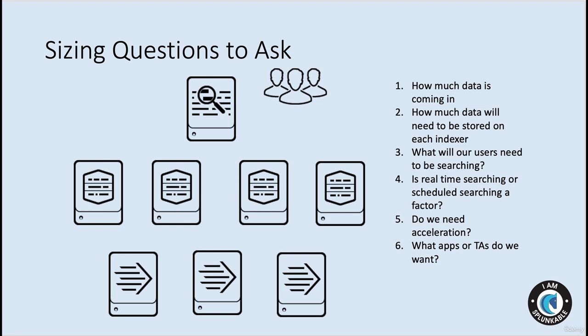Lastly, what apps or technology add-ons do we want? Are there going to be apps running in the background that are conducting searches, or do we not need to be concerned with that? So I put up this slide as a general six questions to keep in mind, breaking it down by each layer from the bottom up to determine what sizing questions to ask for your deployment, to get an idea of how you're going to scale and what your resources are going to look like.